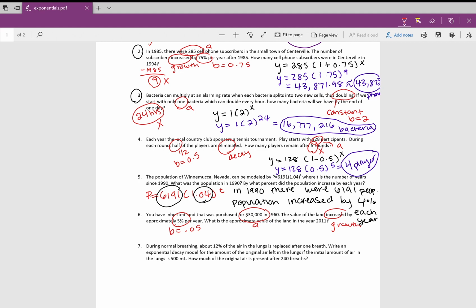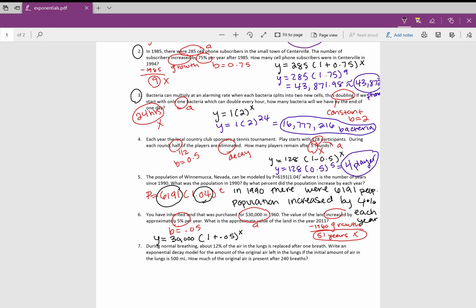What is the approximation of land in 2011? So we have to take 2011 minus 1960 to find the total number of years. 2011 minus 1960 is 51 years, and this is our X value. Now we're going to write our equation. Since this is a growth, remember inside the parentheses should be 1 plus. So y is equal to our A value, which is 30,000, parentheses 1 plus 0.05, to the power of x.